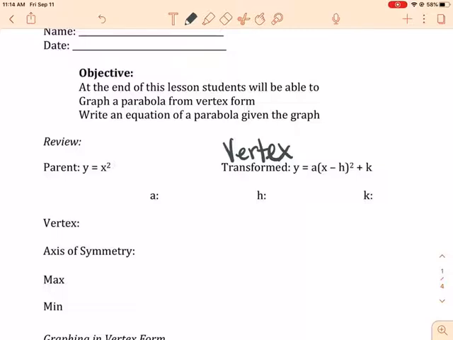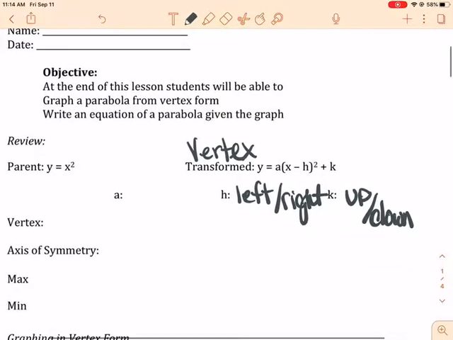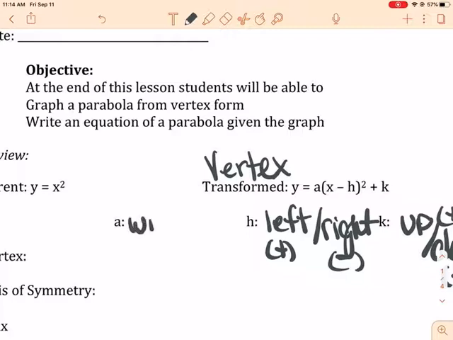So remember, h and k are the easy ones. They're the left-right movement, so h moves left-right. k moves up-down. And remember, left is when it's positive, right is when it's negative, up is when it's positive, down is when it's negative. a is the width. So you have your stretch and compression there.